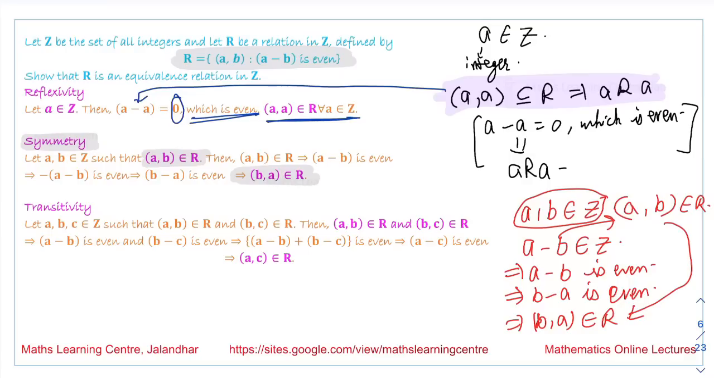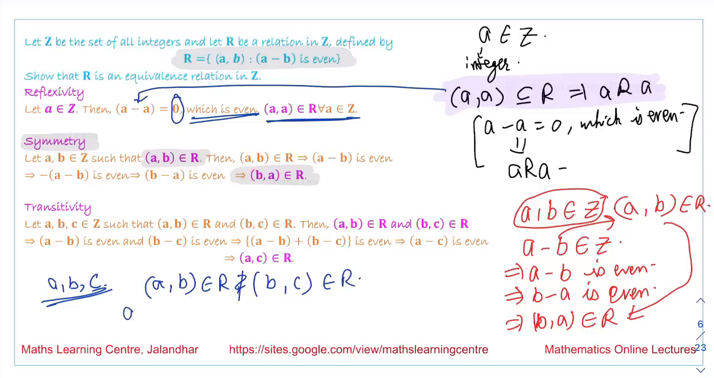Next is transitivity. We have considered three integers a, b, c such that a comma b belongs to R and b comma c belongs to R. These two conditions are given to us. It means a minus b is an even integer, so there is some number m for which a minus b is equal to 2m, and there is some number n for which b minus c is equal to 2 times n.